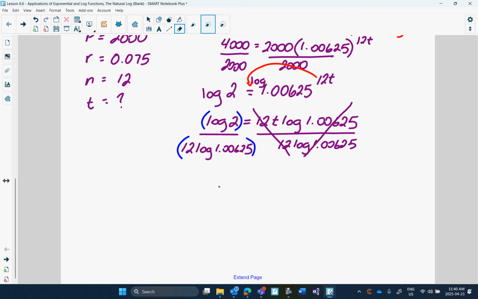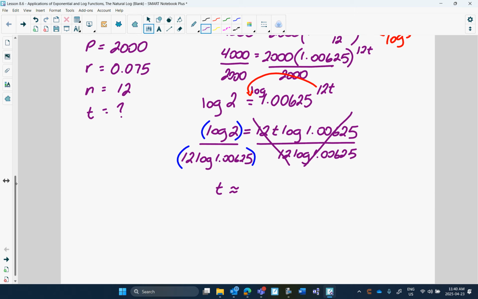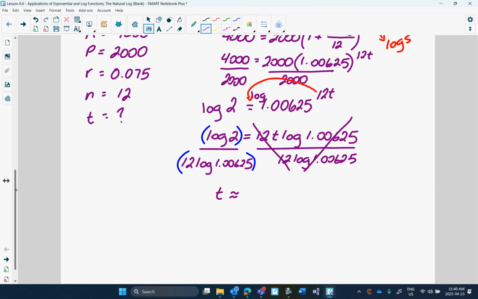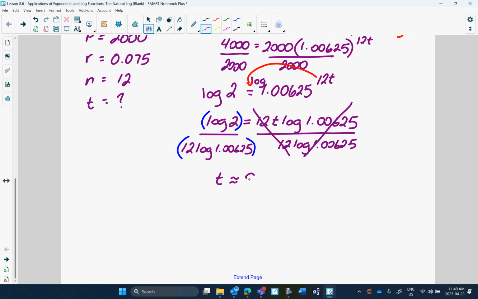So T is about 9.27. It doesn't matter how many decimal places you write. And don't forget the units here, though, because there are units in this: years. So that means it's going to take a little over 9 years, 9.25 years, for you to double your money from 2,000 to 4,000. Okay.